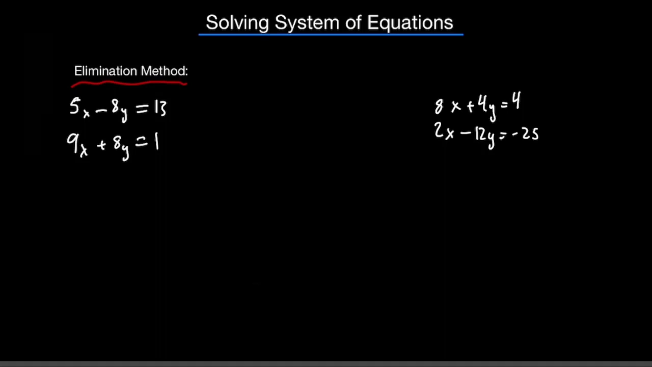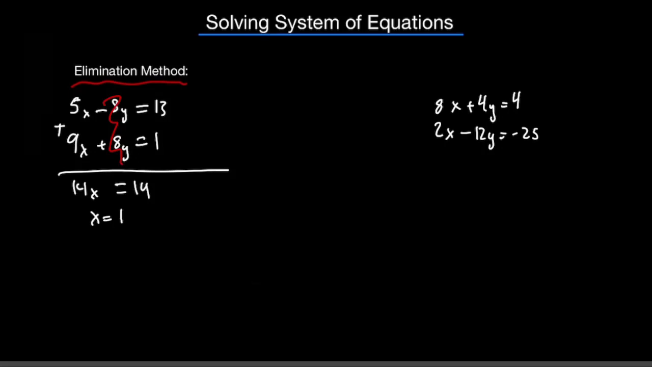In the first example, we have the two equations 5x minus 8y equals 13 and 9x plus 8y equals 1. We're going to add these two equations together. So 5x plus 9x equals 14x. Negative 8y plus 8y is 0, so this cancels out. And 13 plus 1 equals 14. When solving for x, we get x equals 1, because we divided each side by 14.